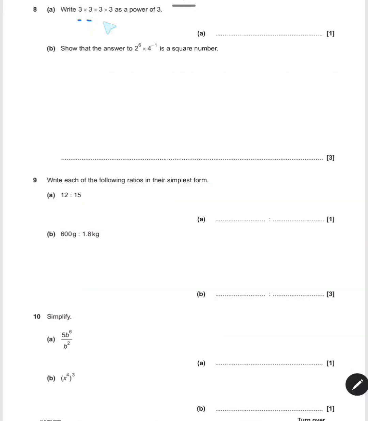Question 8, we're looking at 3 times 3 times 3 times 3 as a single power of 3. Well, we've multiplied 3 by itself 4 times. So there's the answer there. Show that 2 to the power of 6 times 4 to the minus 1 is a square number. Well, 2 to the power of 6 is 2 times 2 times 2 times 2, 6 times. This is not 2, 4, 6, 8, 10, 12. This is 4, times 2 again is 8, times 2 again is 16, times 2 again is 32, and times 2 again is 64.